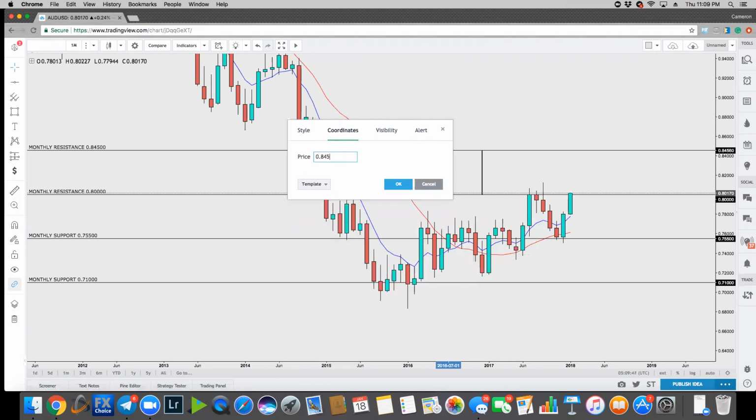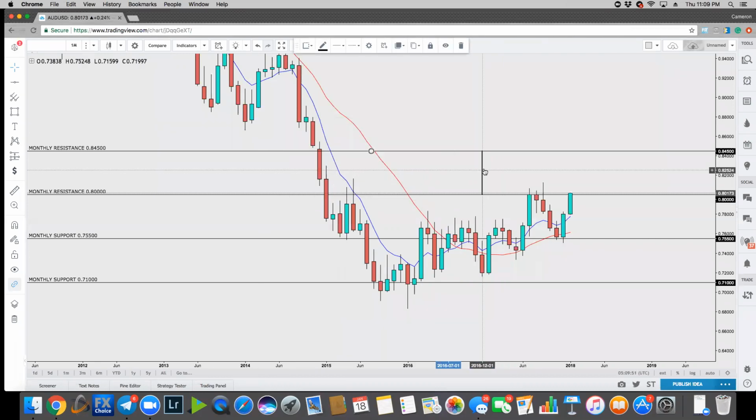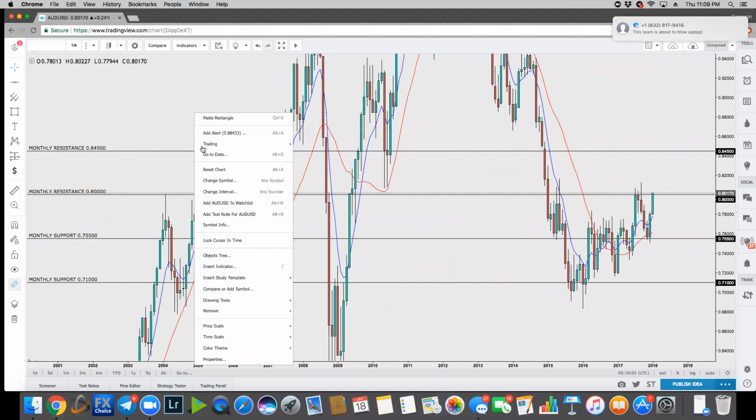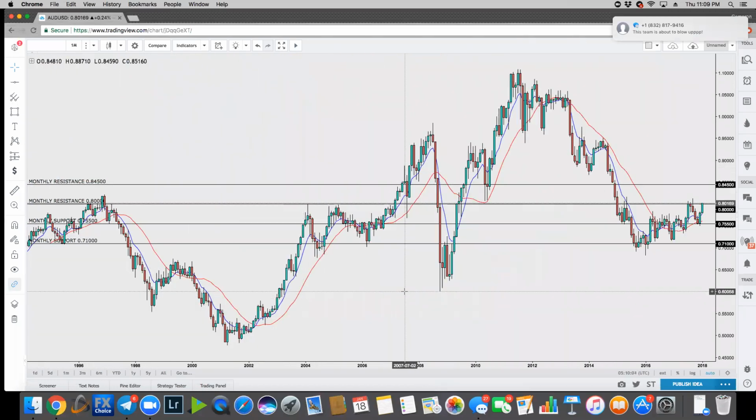Sorry if this is taking a long time. This is why I typically don't teach this, but I figured tonight, why not? Since I'm recording it anyways. So after you have your monthly levels, what you want to do is back it out. So let me reset the chart. Let me show you guys really quick.